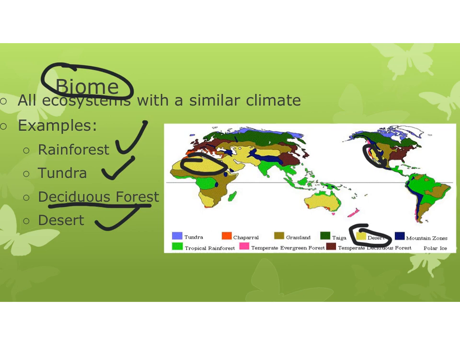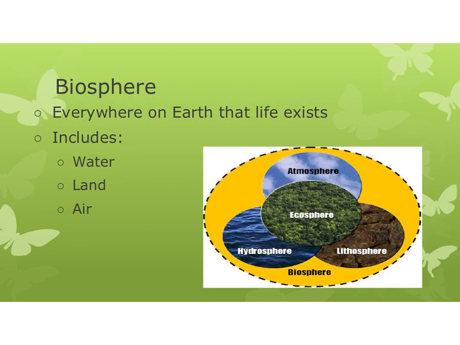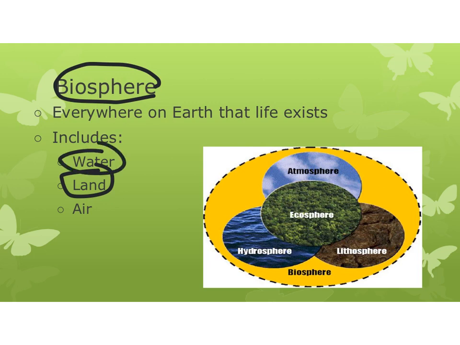And then finally, the last and biggest level, which I think is kind of silly, is the biosphere. Basically, this is everywhere on Earth that exists. So this includes all the living things on land, underground, in the water, in the air, like our entire planet, including our atmosphere and including deep into our soil. That is the biosphere. So there you have it. There are the levels of organization, and I'll see you in the next video.